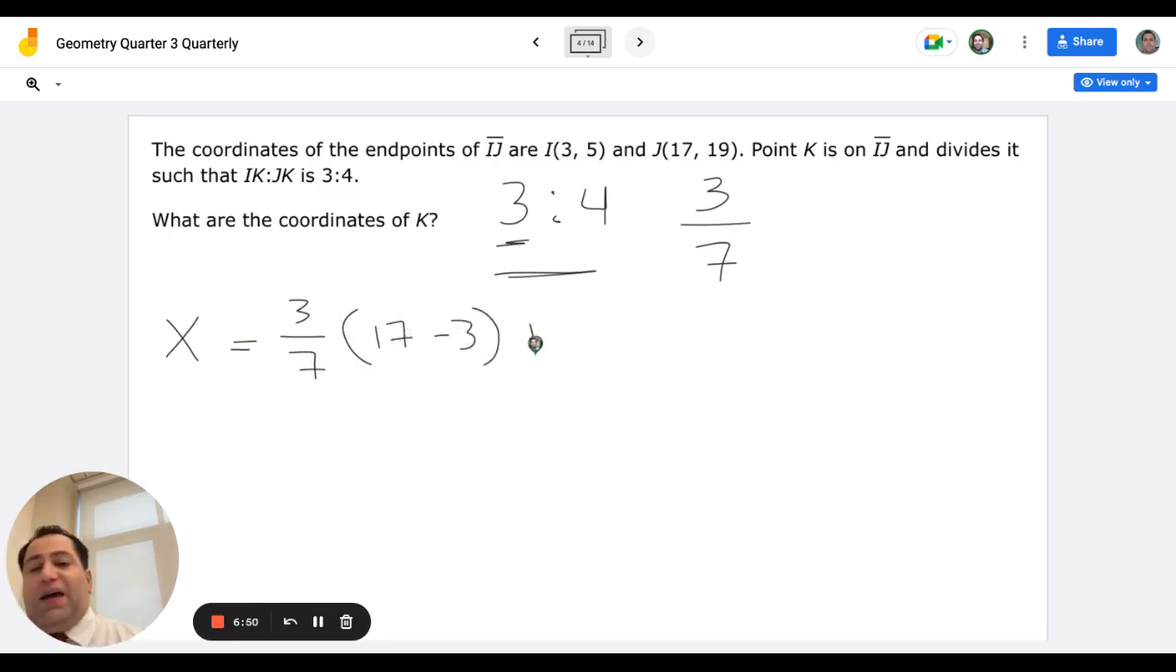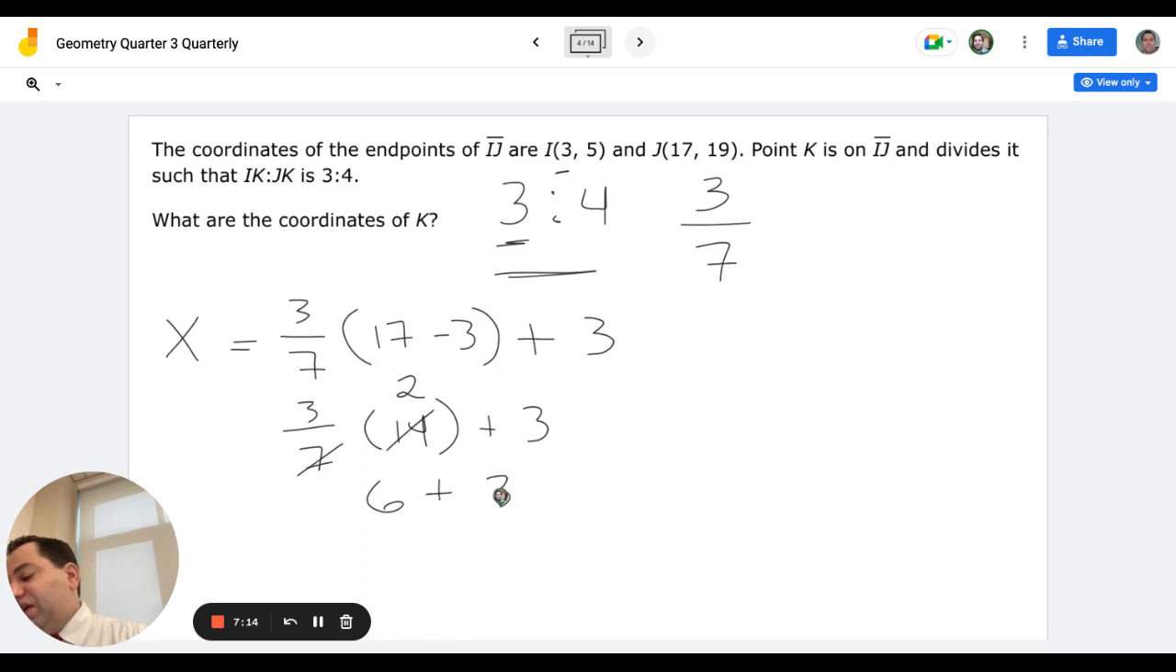And then we're going to add the starting point. So we're going to add 3. Okay. So here, 17 minus 3 is 14. So it's 3/7 times 14 plus 3. Okay. 14 divided by 7 is 2. 3 times 2 is 6. 6 plus 3 is 9. So that means the x value is going to be 9.